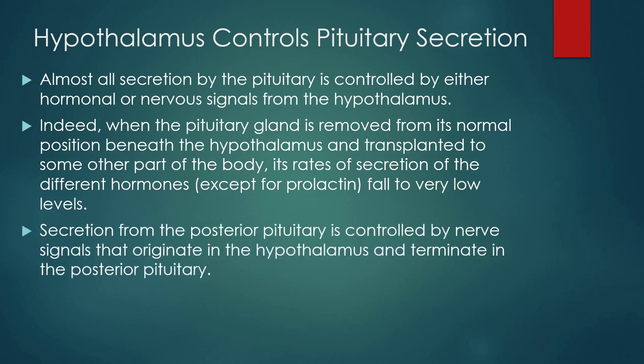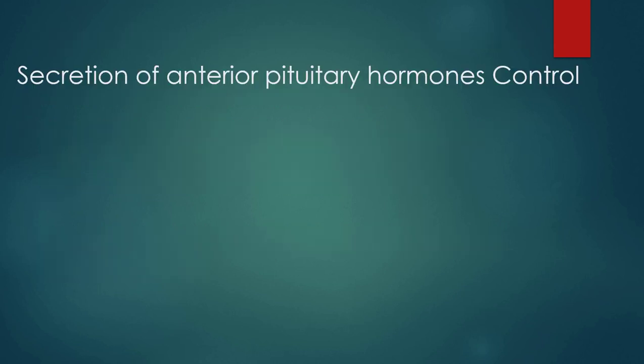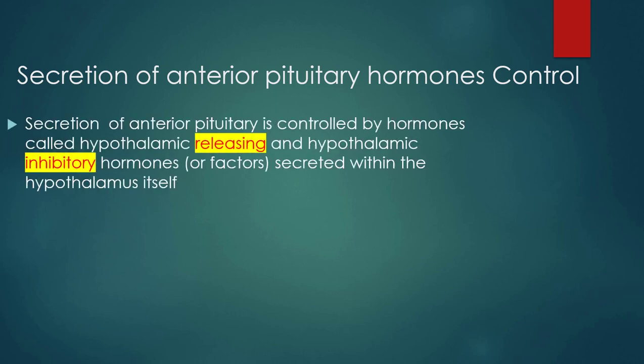Secretion from the posterior pituitary is controlled by nerve signals that originate in the hypothalamus and terminate in the posterior pituitary. Secretion of the anterior pituitary is controlled by hormones called hypothalamic releasing and hypothalamic inhibitory hormones or factors, secreted within the hypothalamus itself.